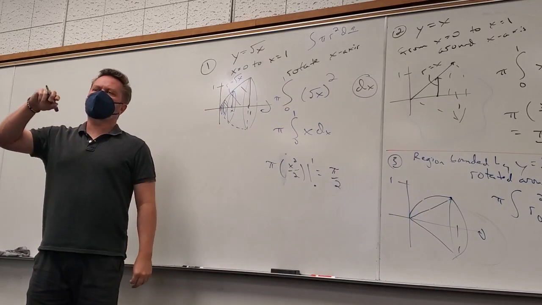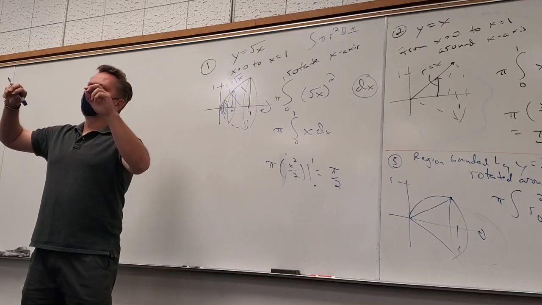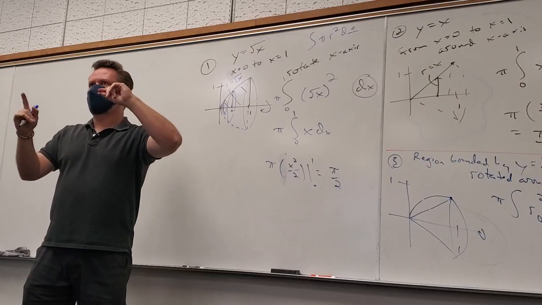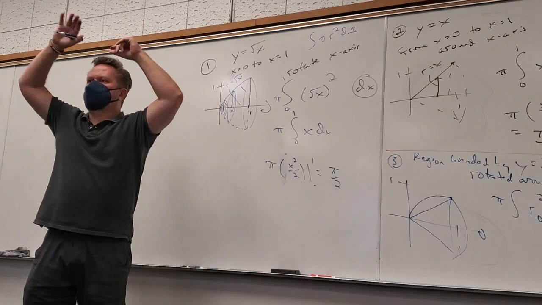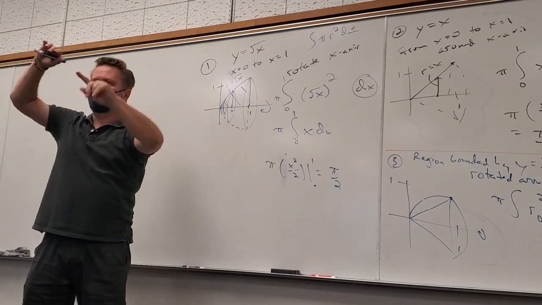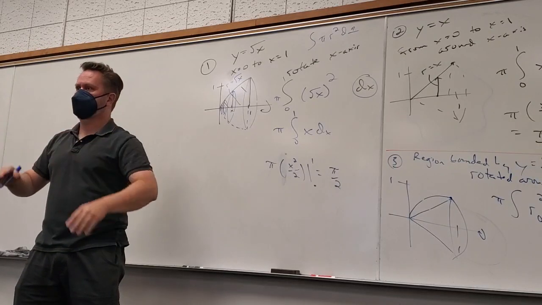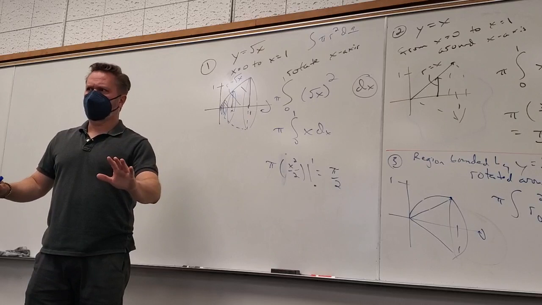So that's kind of like a drawback to the disk method, and there's several. One drawback is I've got to really pay attention to know if I need an outer and inner radius, or if I just need one radius, right? I've got to really understand why that happens sometimes. Okay, I like it.